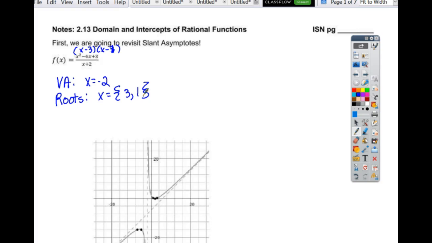Okay, next, we also talked about the horizontal asymptote. And so the horizontal asymptote, if it was top heavy, it was none. If it was bottom heavy, it's y equals 0. And if it's tied, it was the coefficients. So which one is this? I know, but it's top heavy by how many? 1, which means I get a what?